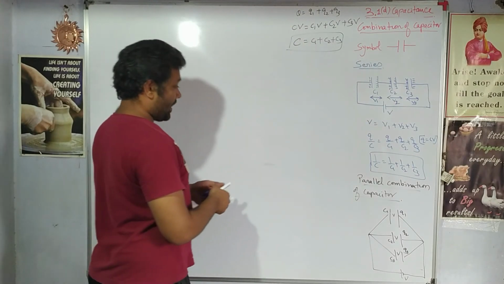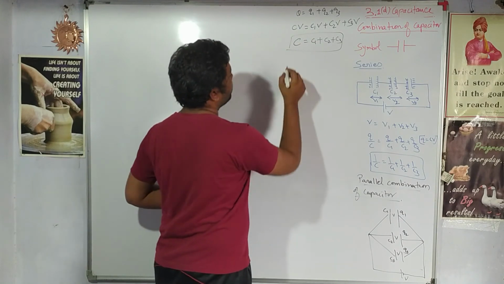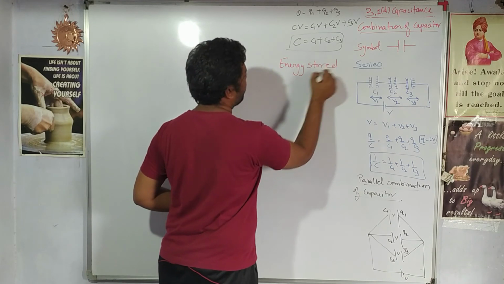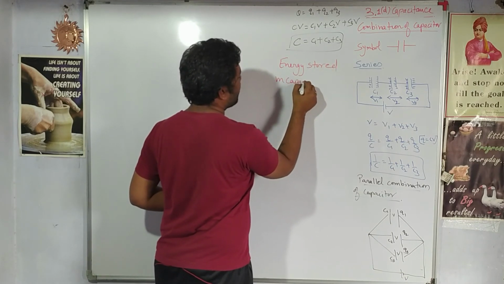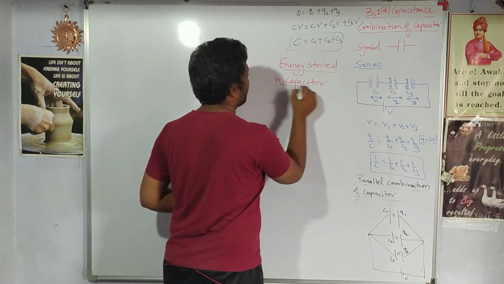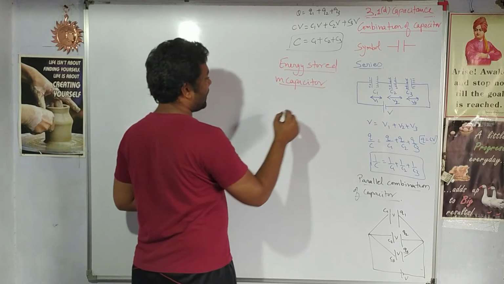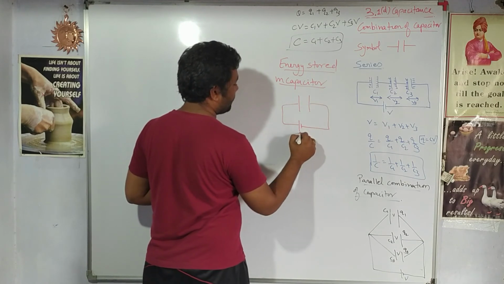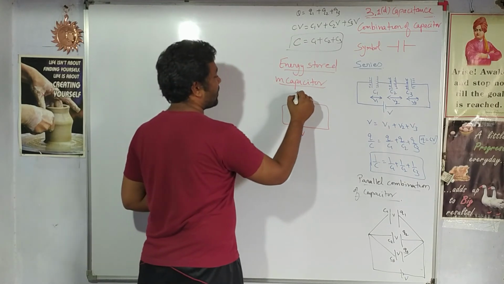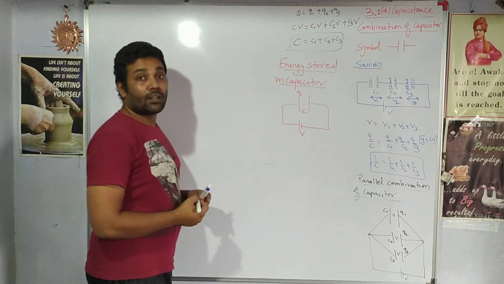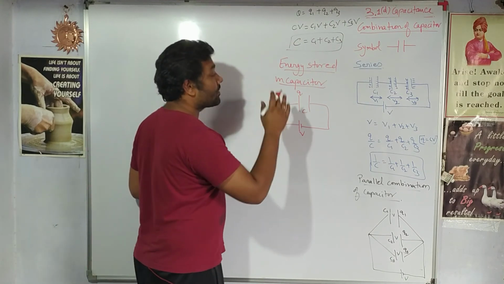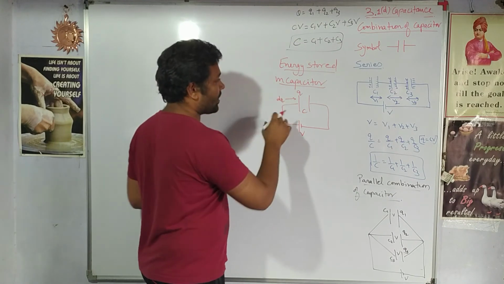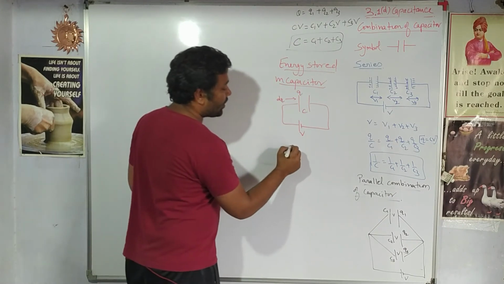Next we have energy stored in the capacitor. What is the energy stored in the capacitor? So let us say I have been given a parallel plate capacitor which is connected to the source of potential V. It has some charge Q on it and its capacity is C. Now if I give some more amount of charge to this capacitor, let's say some dq amount of charge, then what is the work done?